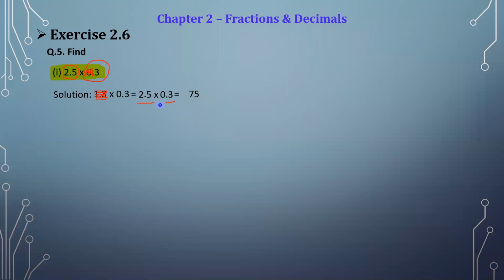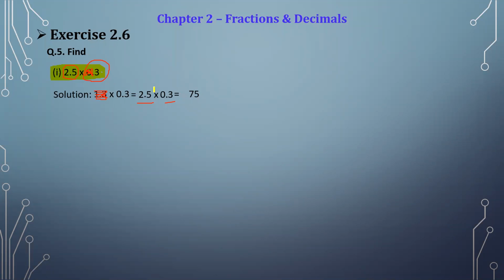Then for 3, actually 0 is also present before the decimal point, so you can bring that 0 also: 0.3. Now our original numbers are back: 2.5 into 0.3. Now the next step is that we have to observe how many digits are present after the decimal point combined. Now here a little bit of difference is there. In the first type of examples, we were taking a decimal number and a whole number. So we were not taking the whole number while considering the number of digits after the decimal point.